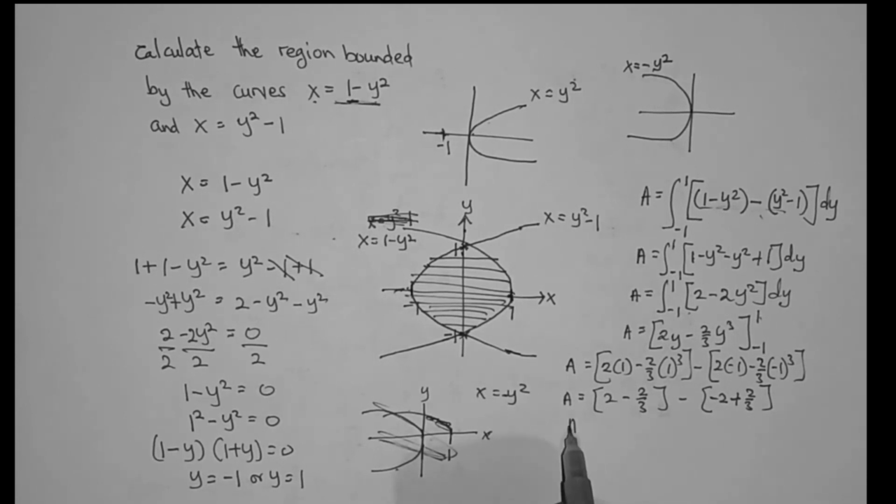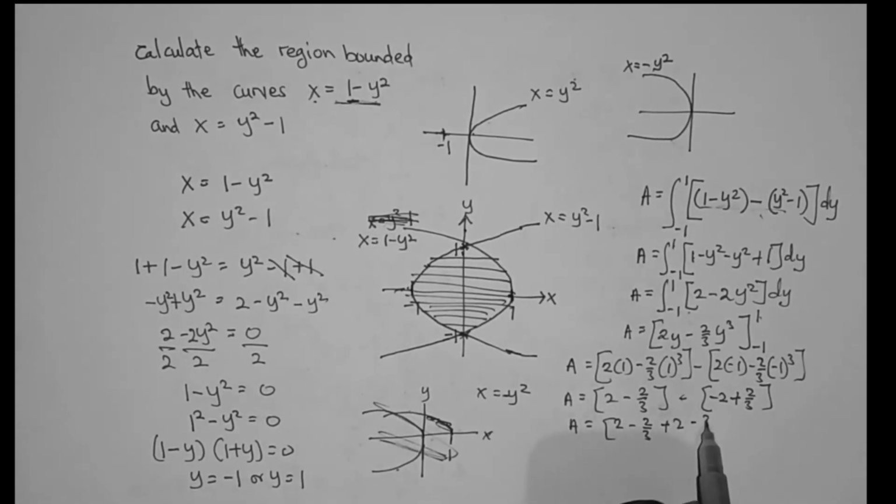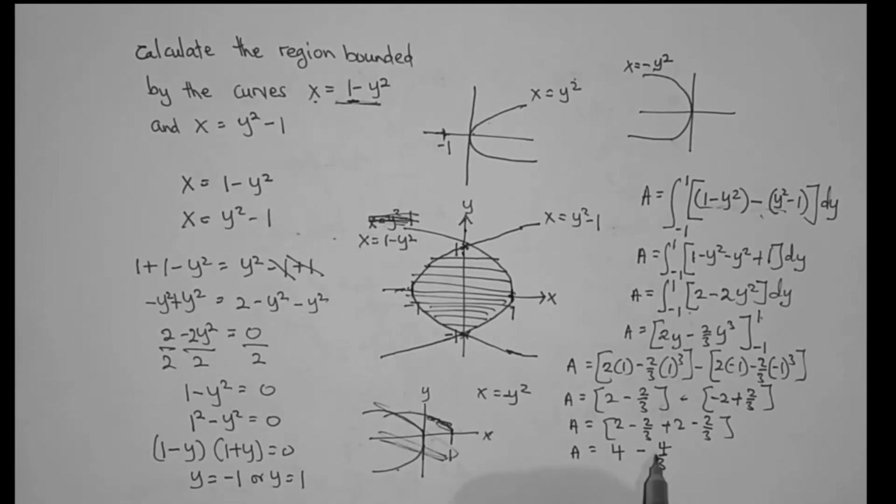So A equals, let's remove this bracket, 2 minus 2 over 3. Then minus 1 times minus 2 becomes plus 2, and minus 1 times 2 over 3 becomes minus 2 over 3. So the area A is equal to 2 plus 2 is 4, minus 2 over 3 minus 2 over 3 becomes minus 4 over 3. And then 4 minus 4 over 3 is equal to 8 over 3 square units.